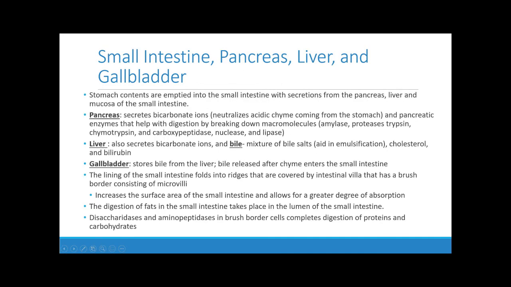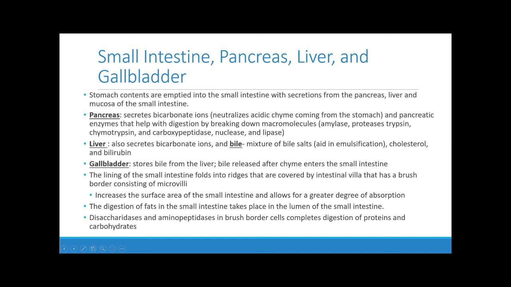The chyme enters the small intestine, joined by secretions from the pancreas and liver. Both organs secrete bicarbonate ions in an effort to neutralize the acidic chyme. The pancreas secretes a number of important enzymes, such as pancreatic amylase, proteases trypsin, chymotrypsin, and carboxypeptidase, pancreatic nuclease, and lipase, an enzyme that breaks down fats.